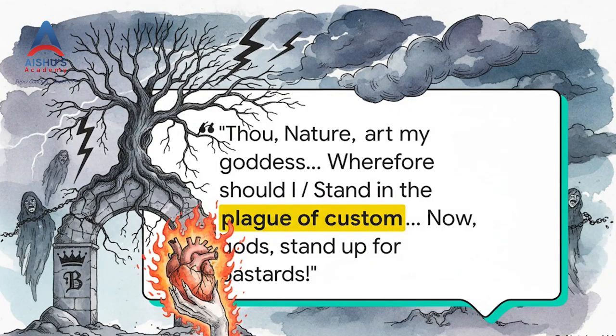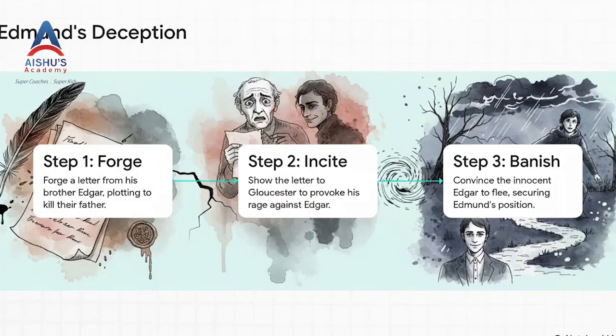And this is Edmund. Talk about an entrance. He's the symbol of pure, ruthless ambition. He completely rejects the old rules of society, the plague of custom that calls him illegitimate. Instead, he decides he's going to worship a different kind of nature, one where the strong and the cunning just take whatever they want. It's a seriously chilling speech, basically a declaration of war on the old way of doing things.